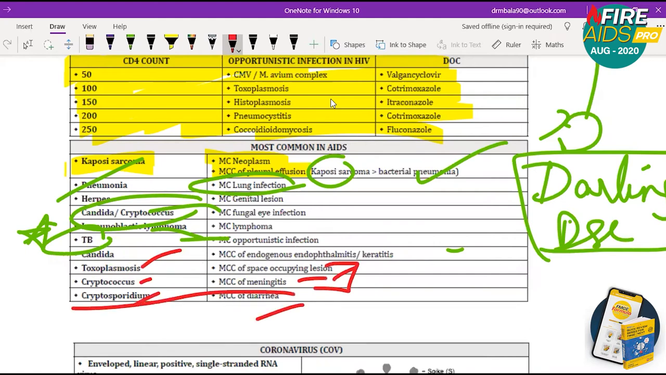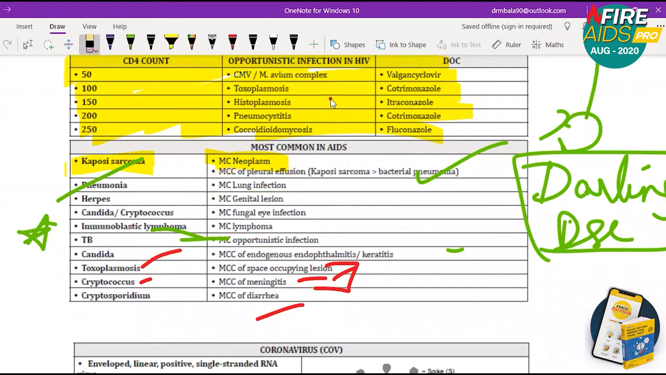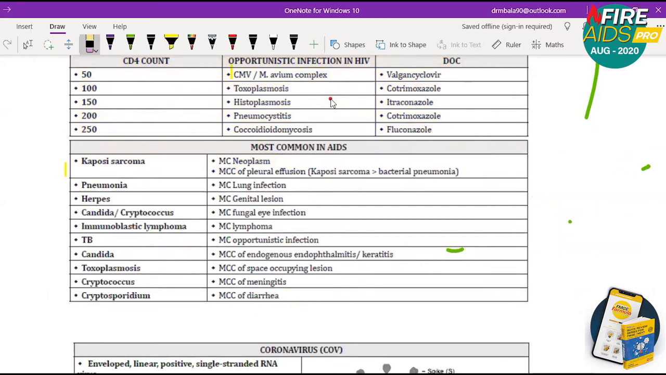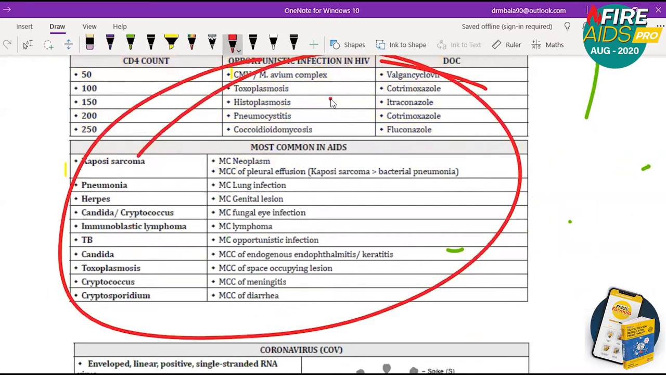So I think you can ignore this point. Most common cause of diarrhea you can ignore. I think you can ignore this point. Most common lymphoma you can ignore. That is still fine, I guess. But the other points must be memorized totally. So overall, as I said, this opportunistic infection table, all the CD4 counts and all these most common points, I think this opportunistic infection table is totally high yield, 100% important from virology.